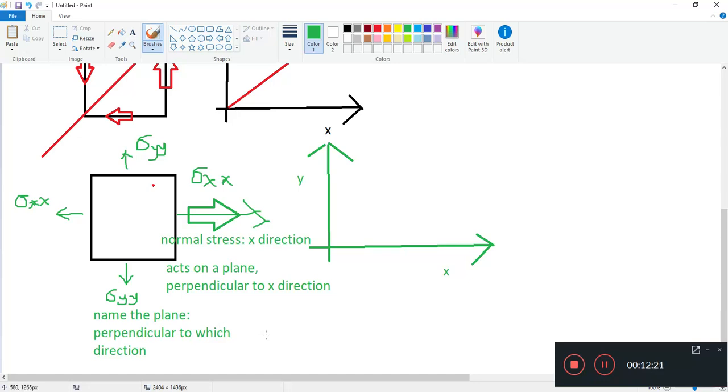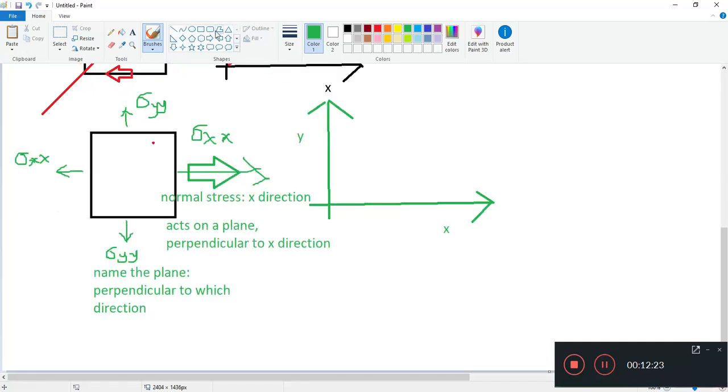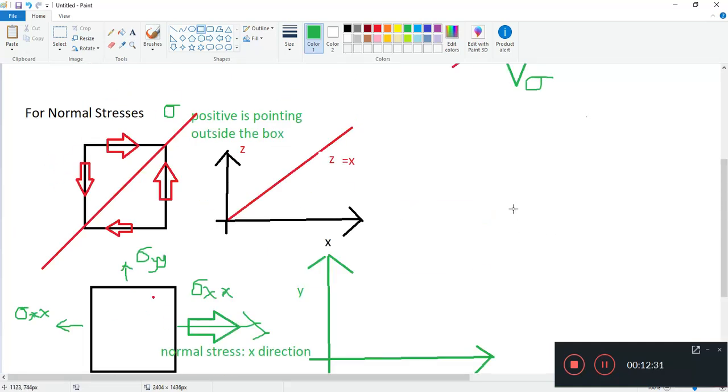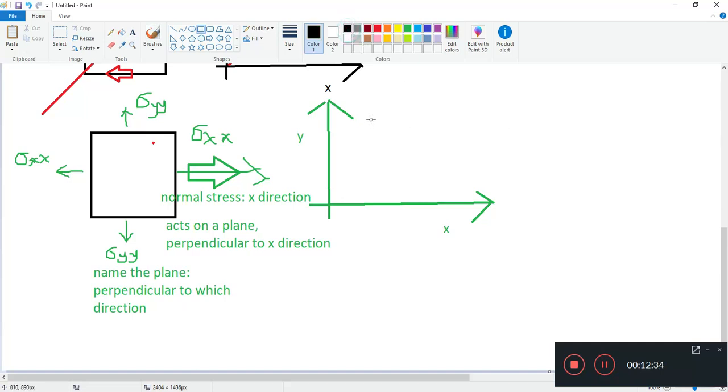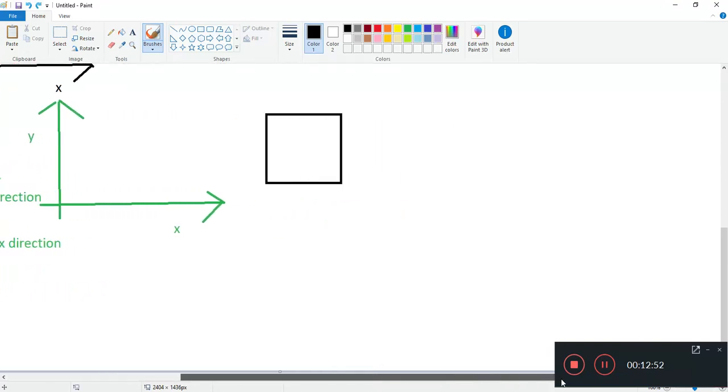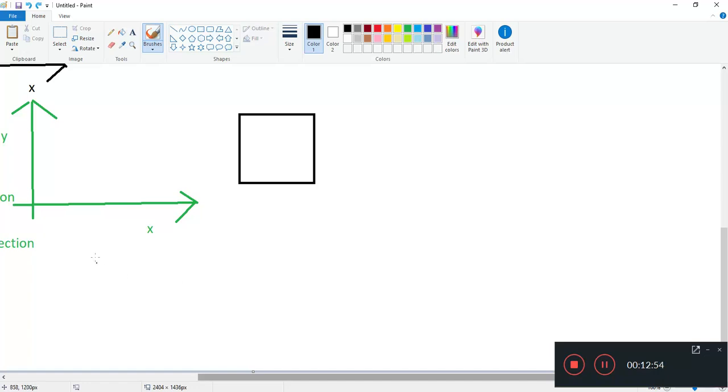And then the normal stresses are pretty easy because the letters are the same and they're pointing out of the box. But let's say you have shear stress. Shear stress is slightly more difficult. Alright, so again, let's have the x and y plane. Let's say this box here is in the x and y plane. So let's start afresh, using this coordinate system here.